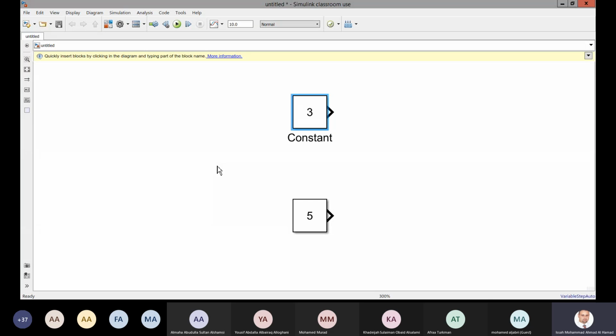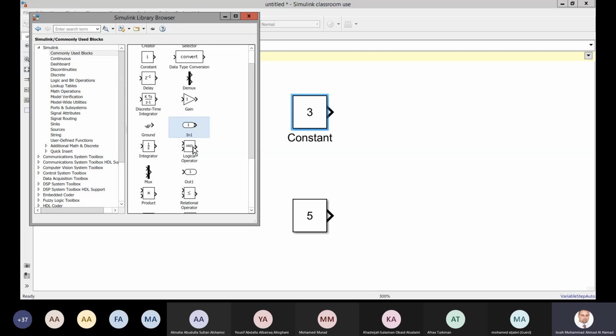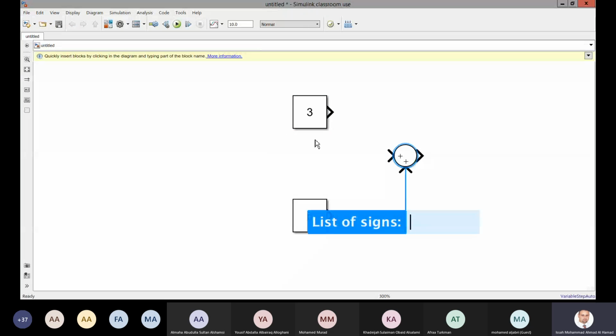I need to make an addition or summation operation. So I can go back and look for something that can be useful in a summation operation. This block seems useful, so I can put it here. So this is a summation. Now for this summation, let's leave it as it is, then we will discuss this. This block will add 3 and 5 together.